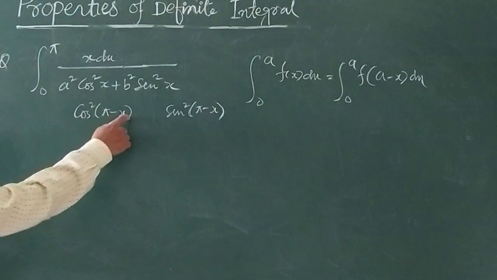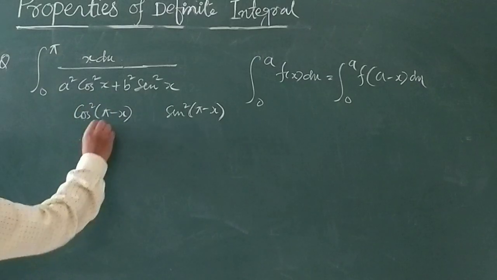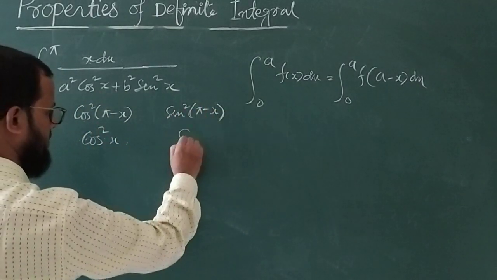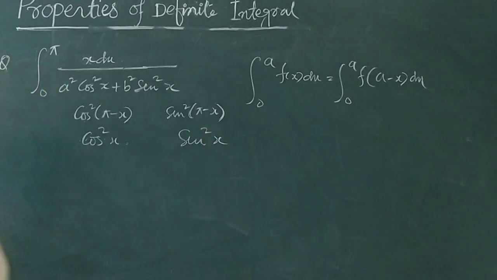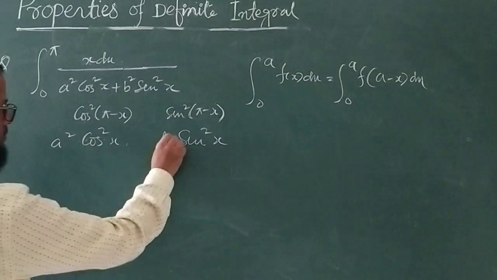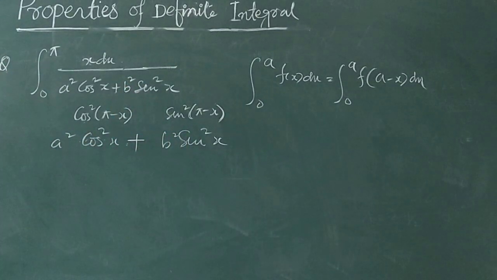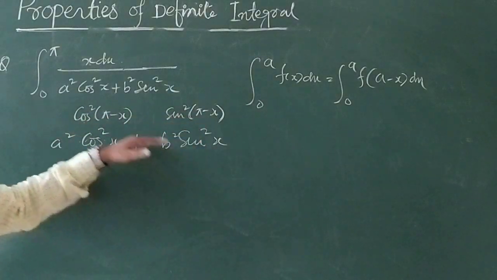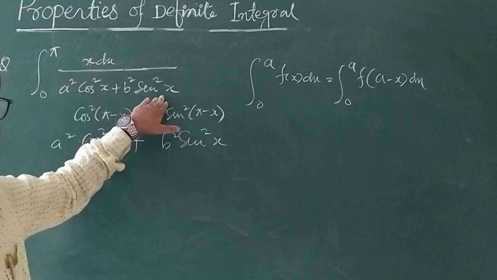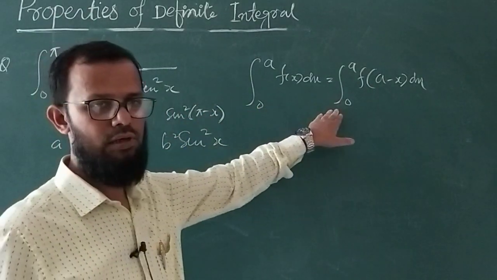Cos pi minus x is equal to minus cos x, whole square equal to cos square x, and sin pi minus x equal to sin x, and ultimately उसका whole square क्या होगा? sin square x. उसके साथ तो a square है, इसके साथ तो b square multiply है, between them it is plus. Ultimately what happens after using the property? You see there is no change in the denominator. Since there is no change in the denominator, we can apply this particular property.